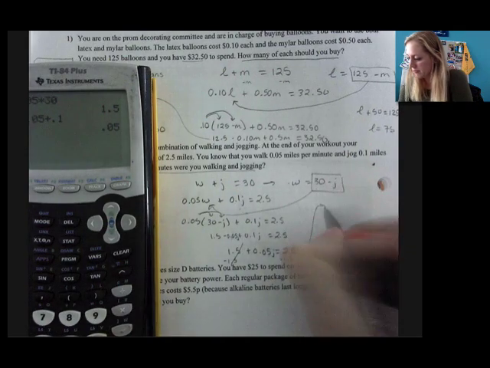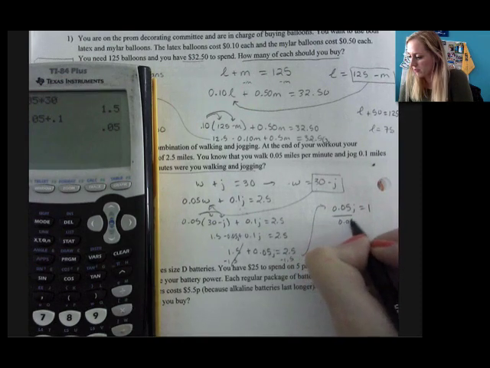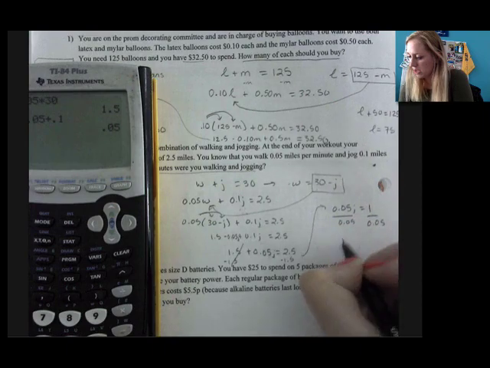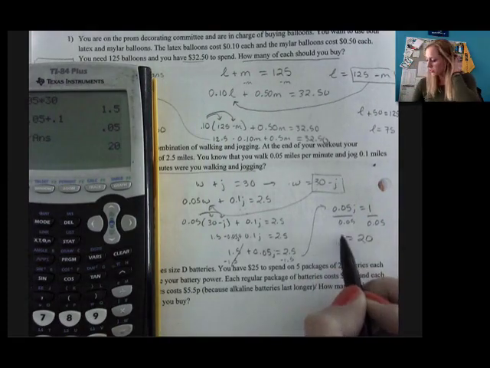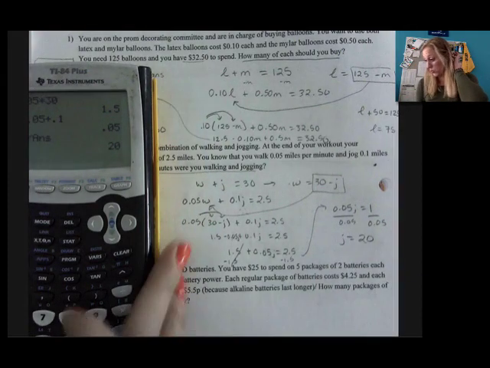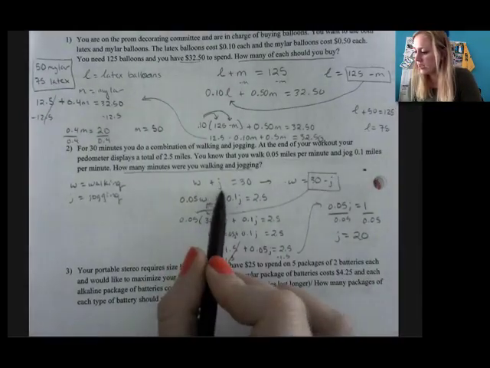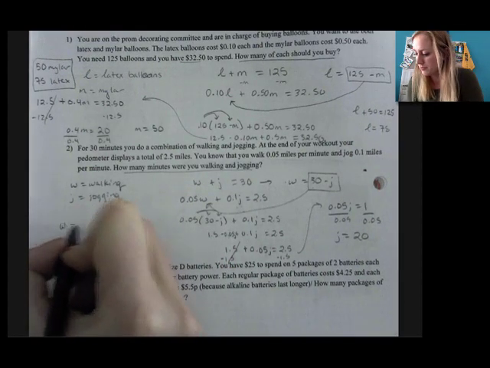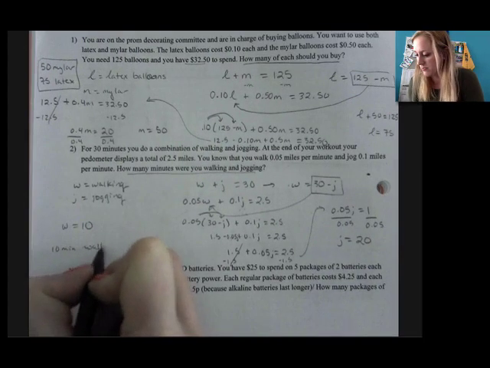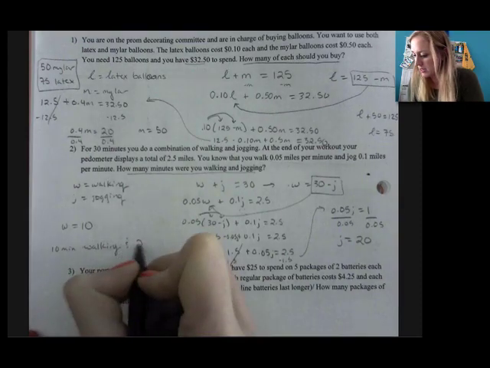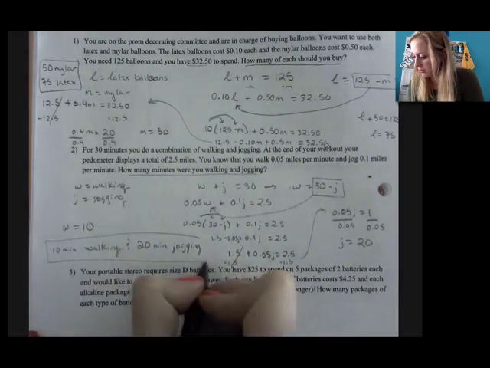So I now have 0.05J equals 1, so J equals 1 divided by 0.05, which is 20. J was the number of minutes spent jogging. W is the number of minutes spent walking. So W plus J had to equal 30. If J was 20, W has to be 10. So 10 minutes walking and 20 minutes jogging. It's pretty good. I would definitely be the other way around. So, all right.